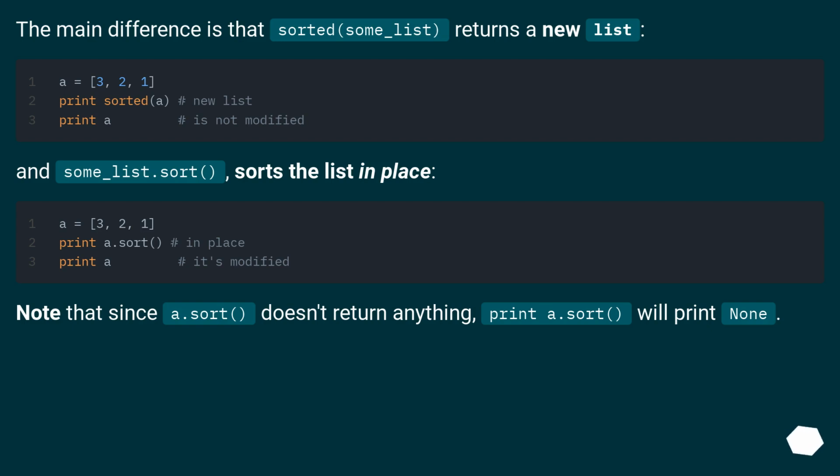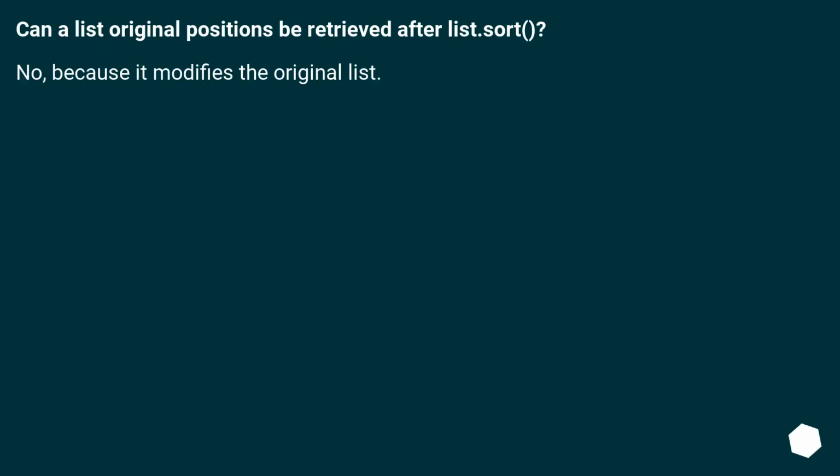The main difference is that sorted(sum_list) returns a new list, and sum_list.sort() sorts the list in place. Note that since a.sort() doesn't return anything, print(a.sort()) will print None. Can a list's original positions be retrieved after list.sort()? No, because it modifies the original list.